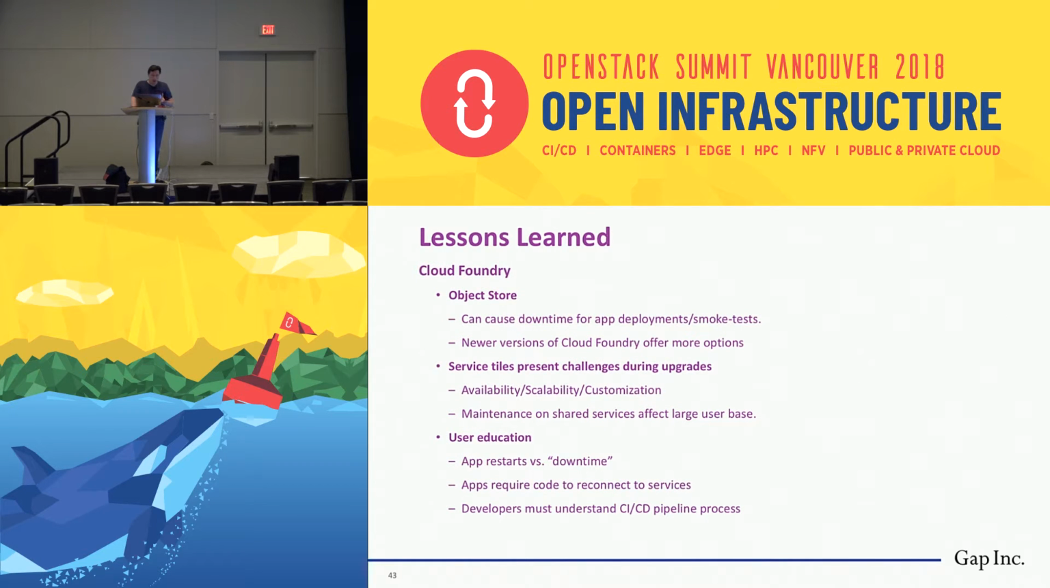Moving on to Cloud Foundry, the object store can cause downtime for app deployments, because that's where the droplets are. So if you have a problem with your app while the object store is down, you're not going to get it redeployed. And we chose Riak for its S3 compatibility. Right now, a lot more options exist, and we probably would choose a different object store. So something to keep in mind if you're looking at this.